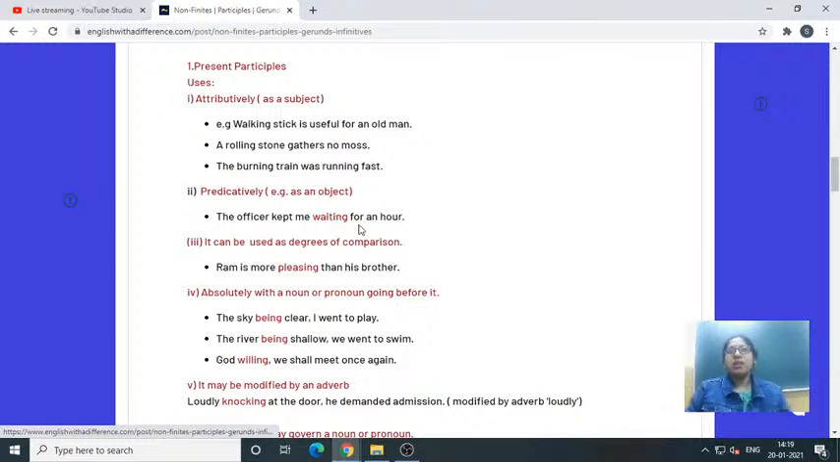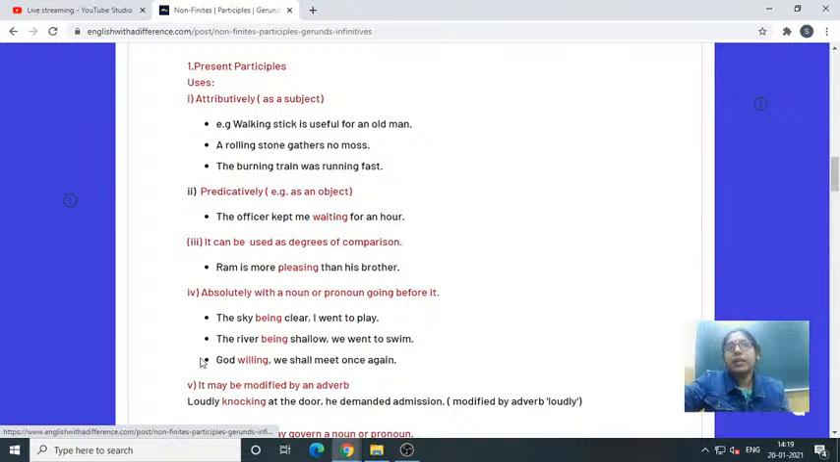So for example, Ram is more pleasing than my brother. So here this is an example of the present participle. This "pleasing" is used here in degrees of comparison. Like beautiful, more beautiful, we do this, but this participle also we can make, because when we are using "more" and "most" it will come into this criteria of degrees of comparison.